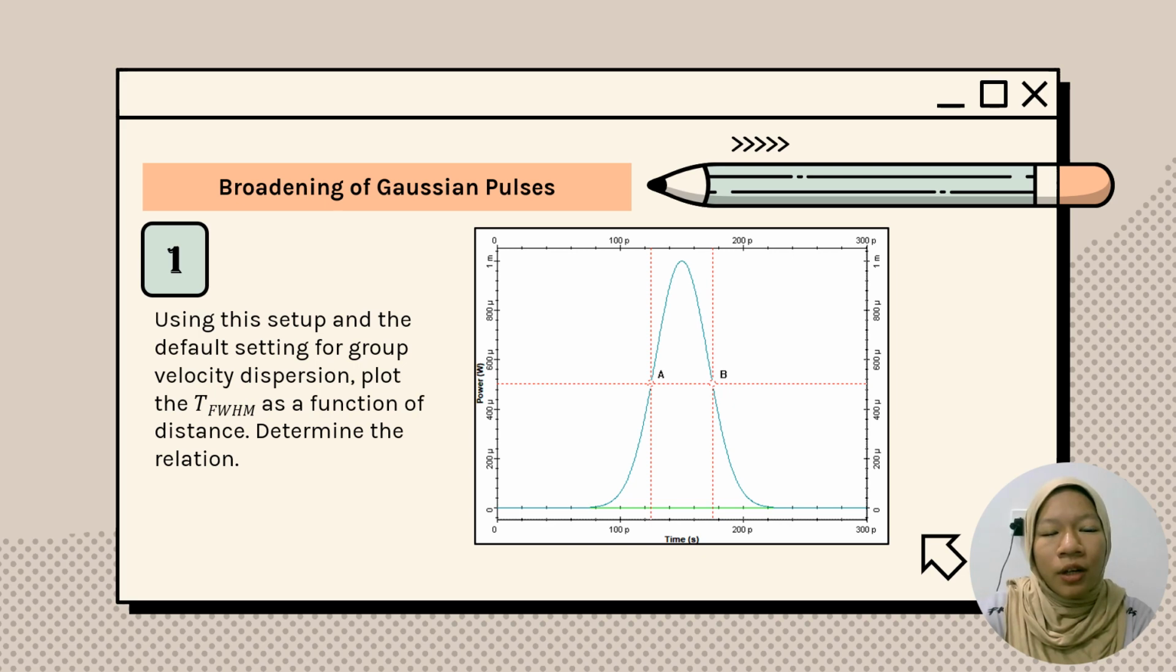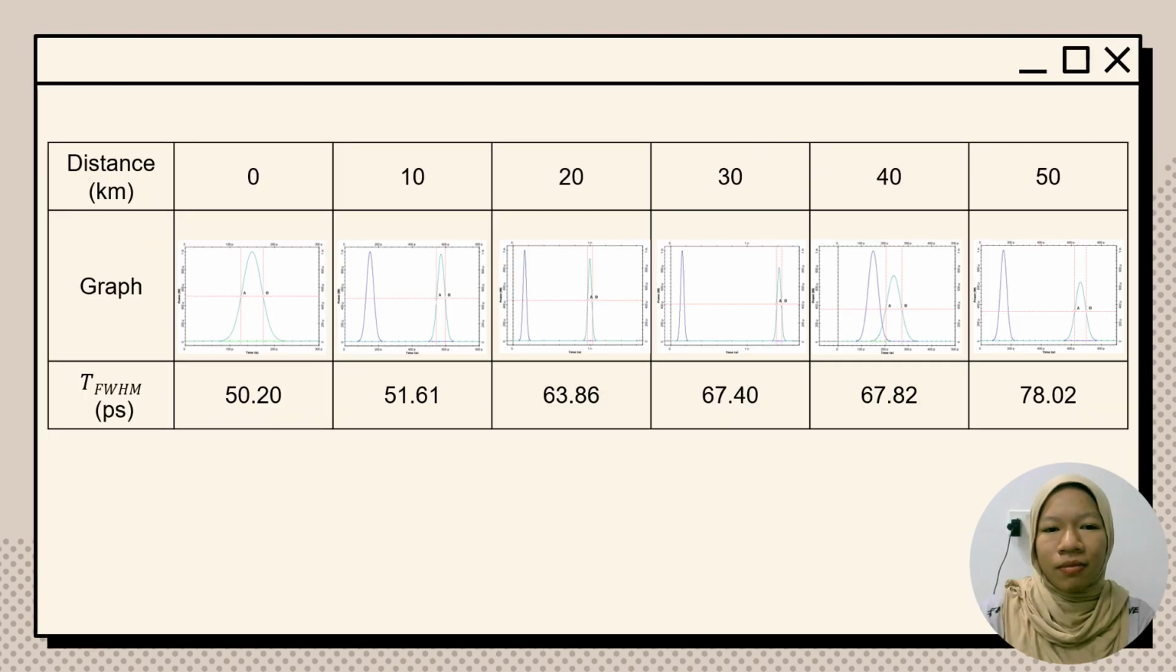For question 1, we were asked to plot the TFWHM as a function of distance and to determine their relation. To plot it, we need to use the marker function in the time domain graph to mark point A and point B as shown in the figure. The magnitude difference of the x-axis of point A and point B is the value of TFWHM. To find the relationship between TFWHM and distance, we need to repeat the step with several distances.